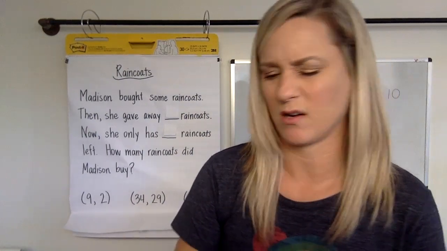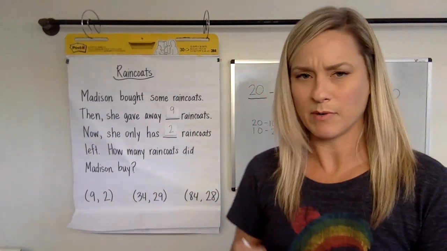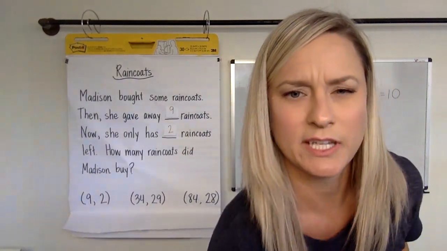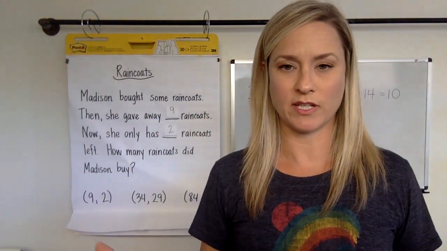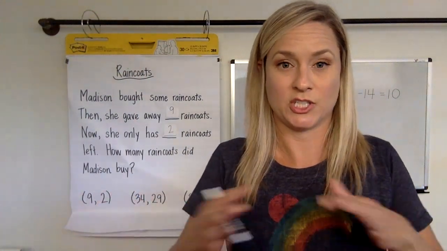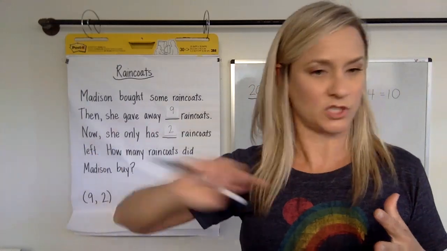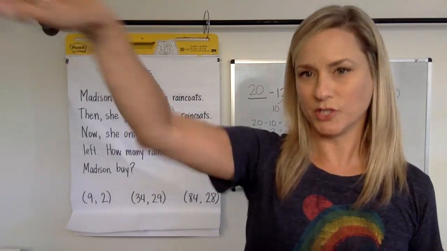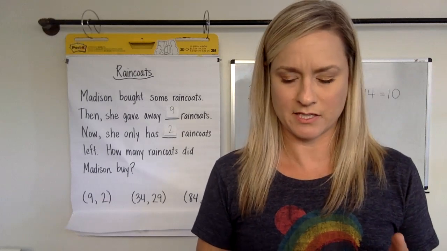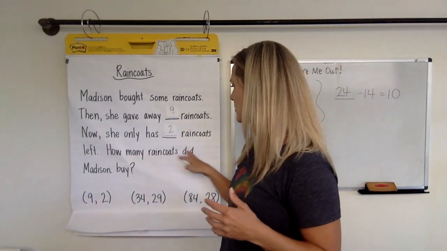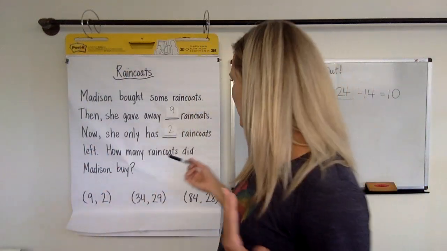All right, here we go. 9, 2. Madison bought some raincoats. Then she gave away 9 raincoats. Okay, so imagine she has purchased all these raincoats. Maybe she went to the Burlington store. She's gotten all these raincoats and she gives away 9 of them. See them? She's like giving them away for gifts. You get a raincoat, you get a raincoat, and you get a raincoat. But then at the end, she only has 2 raincoats left. We're trying to figure out how many raincoats did Madison buy. So like, how many did she have in the beginning? We have to figure that out, right?